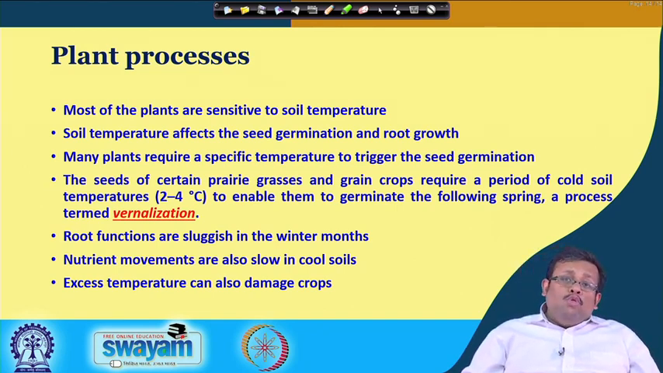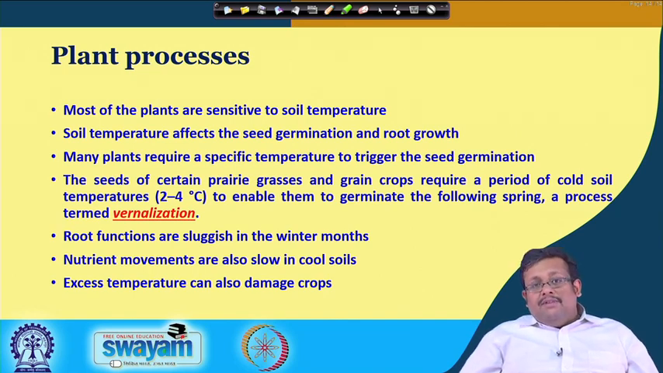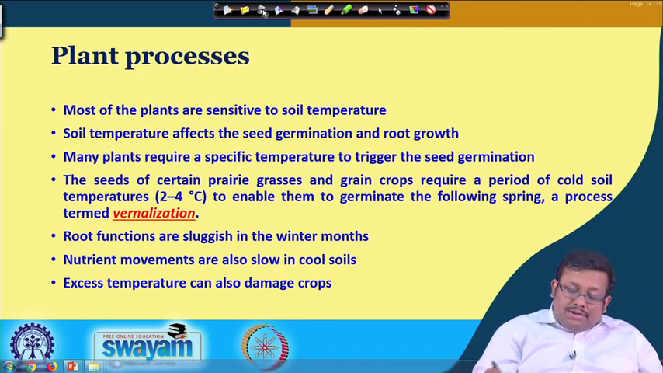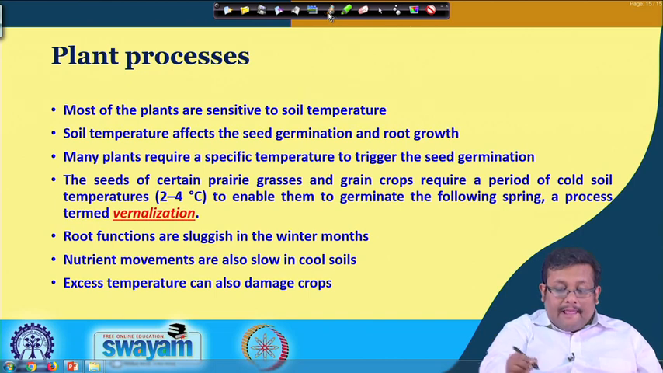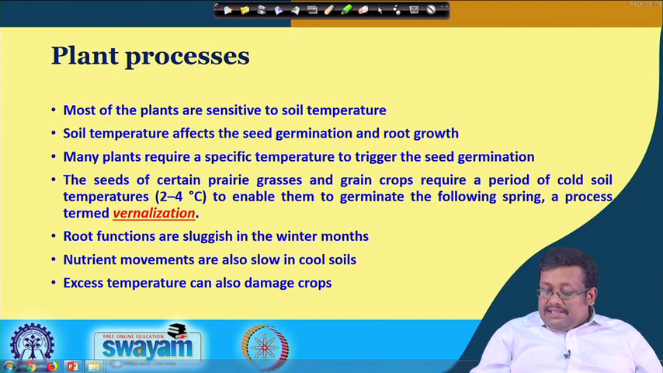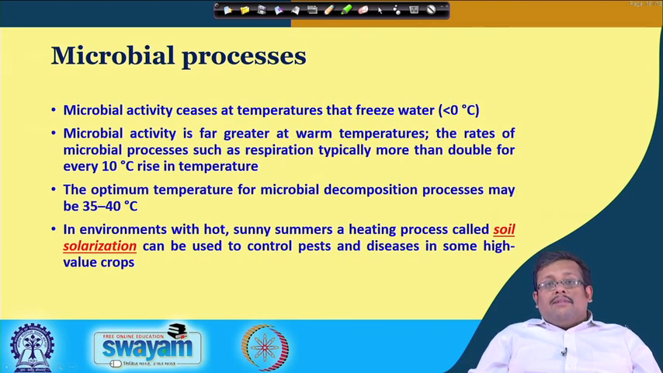And remember that root function is sluggish in the winter months, and nutrient movement is also slow in cool soils, and excess temperature can also damage the roots. For most field crops, a temperature range from 15 to 35 degrees centigrade is generally considered optimum for their growth. Some crops require somewhat higher or somewhat lower temperatures. So we have discussed the plant processes. Let us go to the next slide and see the important microbial processes.